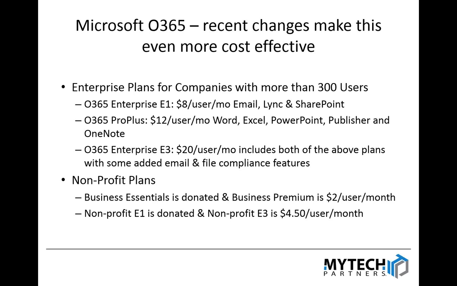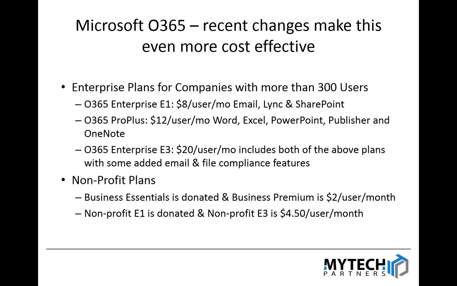So O365 at the Business Essentials level, they donate it. So your hosted email, Lync and SharePoint, it's free. Now, if you want to add in your Office licensing, so essentially the Premium plan, where you get the hosting plus your Office suite licensing, it's only $2 per user per month. On Microsoft's site, it wasn't very clear if you had to do an annual commit on that or if that was just monthly pay. Probably is an annual commit.